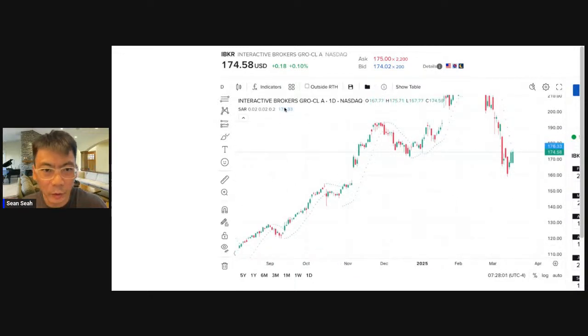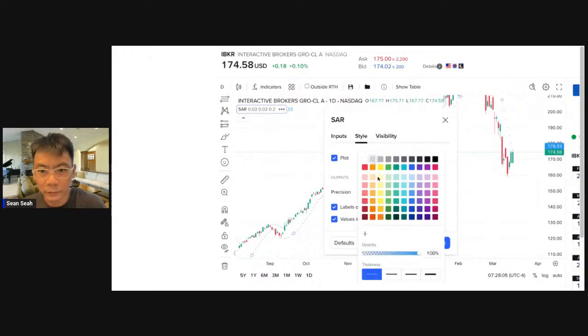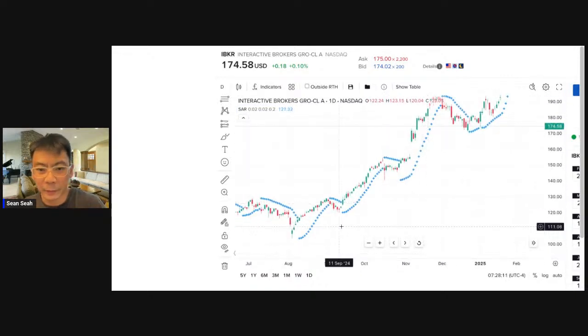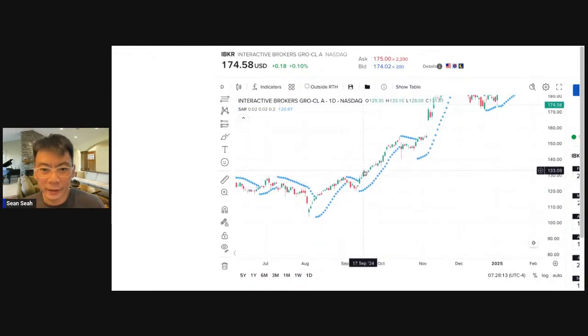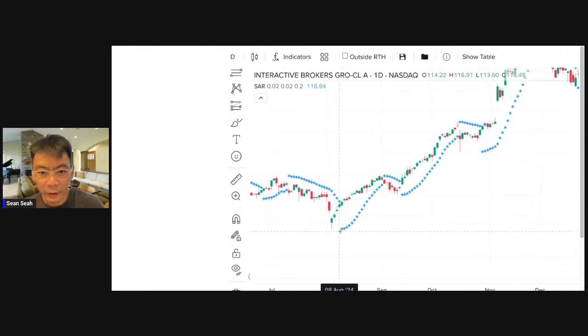Let me make it a little bit more obvious. Make it thicker. Oops, also thick. Okay, you can see here. So very simply put, when the dotted line is below the price, it means there's an uptrend. So you can see right here. Let me zoom in, like say this portion. When the dotted line is below, it means there's an uptrend.